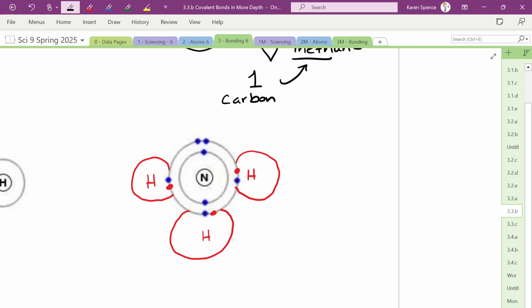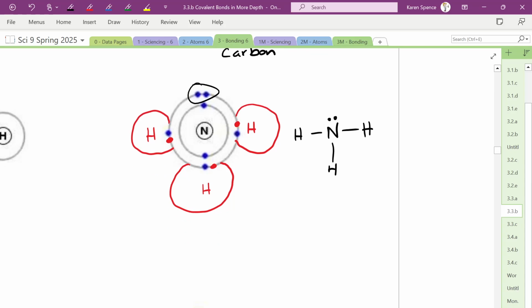How would we draw the line structure for this? Who goes in the middle? N goes in the middle, and we attach it with hydrogen and hydrogen and hydrogen. And if we're in grade 10, we put a lone pair up there because that's a non-bonding pair. This is called, anyone know what NH3 is called? Ammonia.